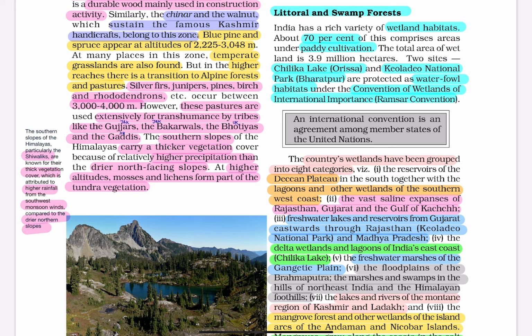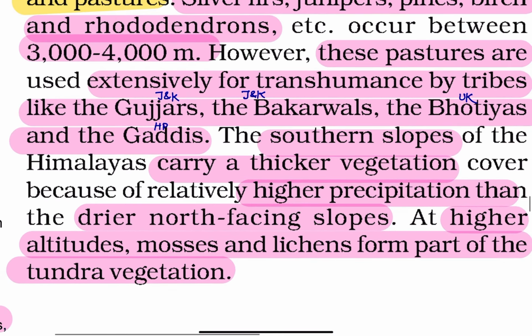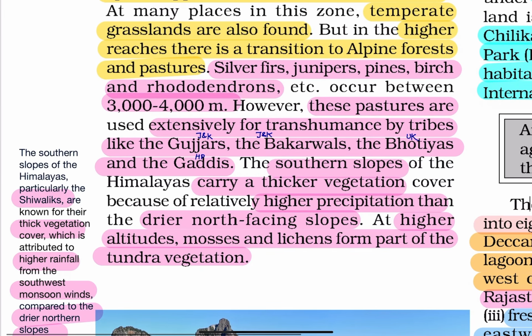If I just zoom in a bit, you can see that I have highlighted it and added the places where they are found. Gujars are found in Jammu and Kashmir, Bakarwals are found in Jammu and Kashmir, Bhotiyas are found in Uttarakhand, and Gaddis are found in Himachal Pradesh. These are the tribes.